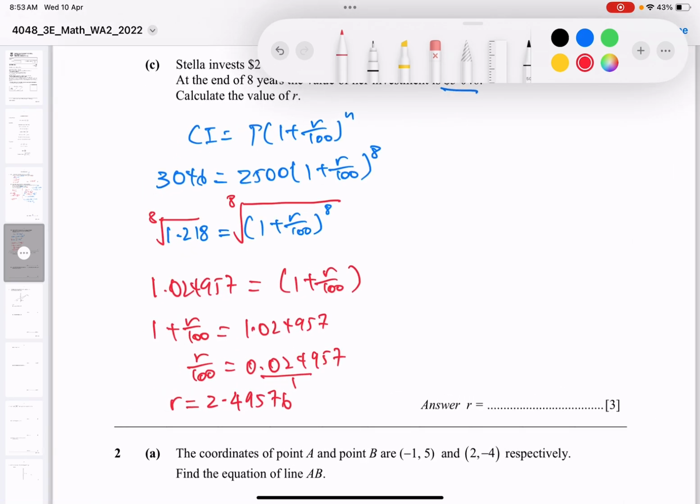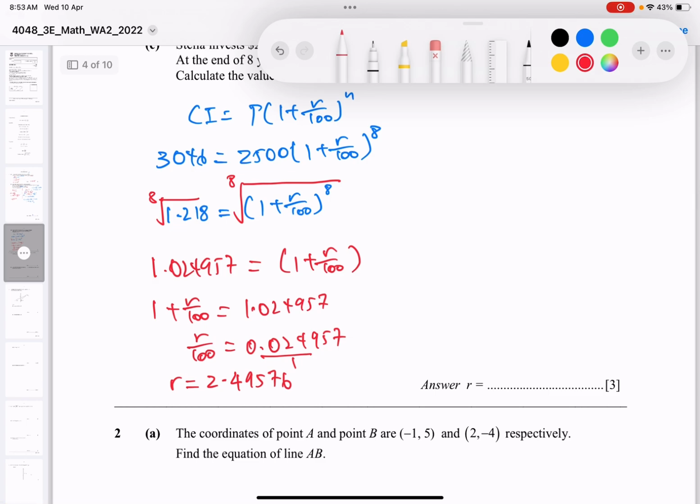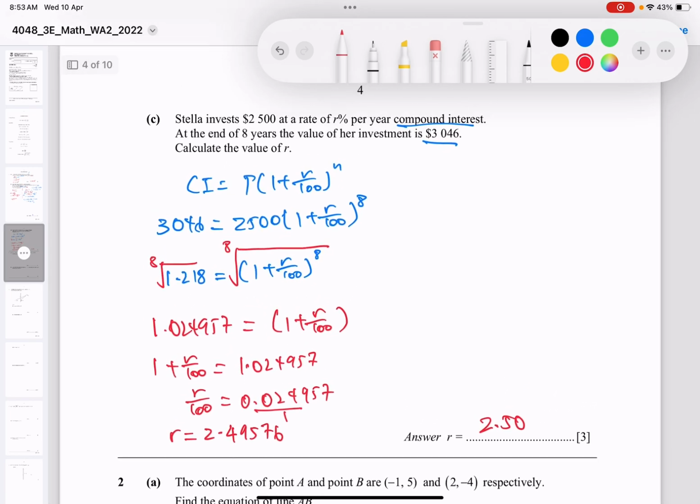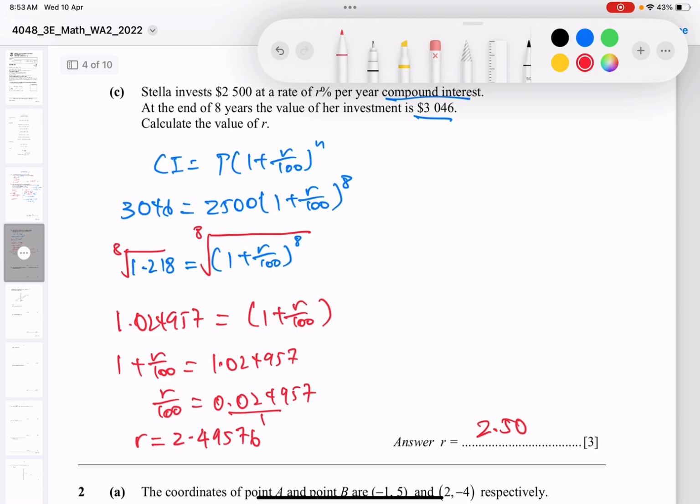For this question, you can leave it as 3 significant figures. So I'm going to leave my answer as 2.4... If I leave it to 3 significant figures, this 5 is going to add 1, so it's going to be 2.50. All right, so my interest is actually 2.50%. You can always check back your answer.